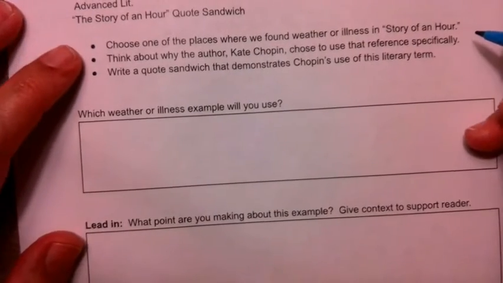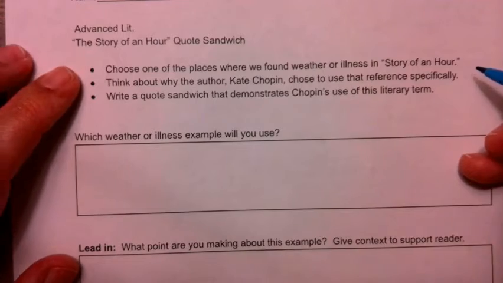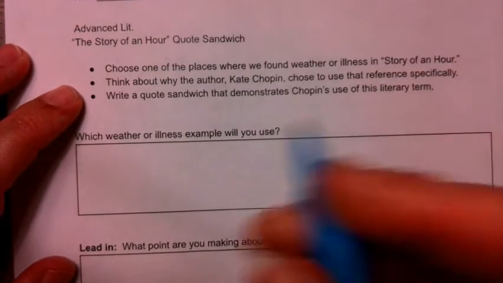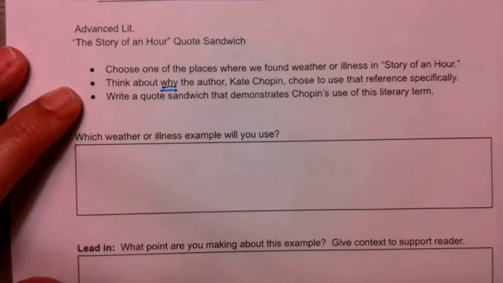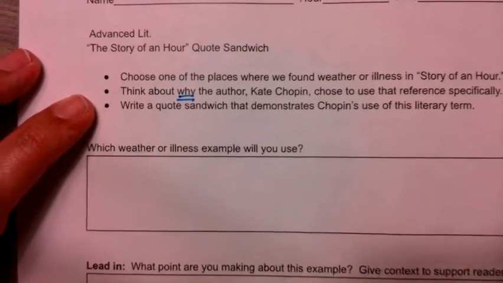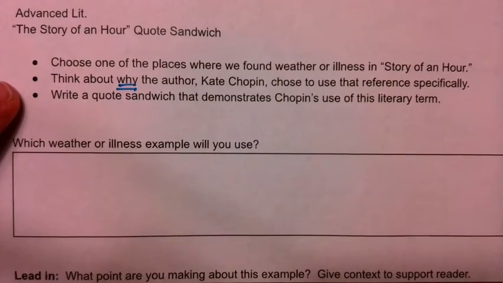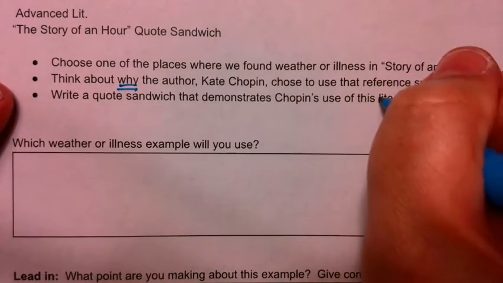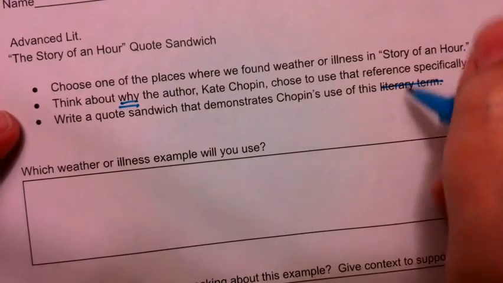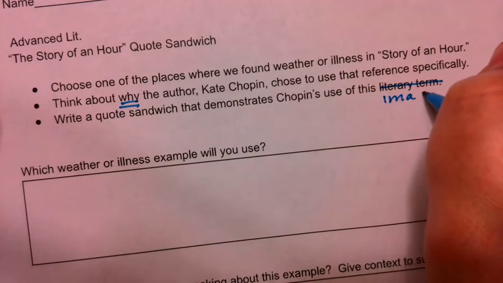Okay, so here are the directions. It says, choose one of the places where we found weather or illness in Story of an Hour. Think about why the author, Kate Chopin, chose to use that reference specifically. And then you're going to write a quote sandwich that demonstrates Chopin's use of this imagery.